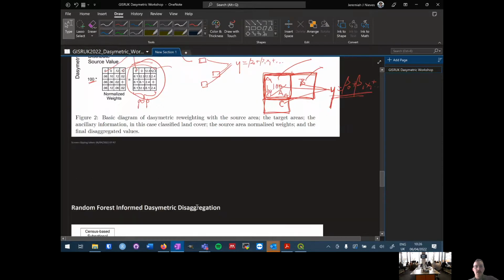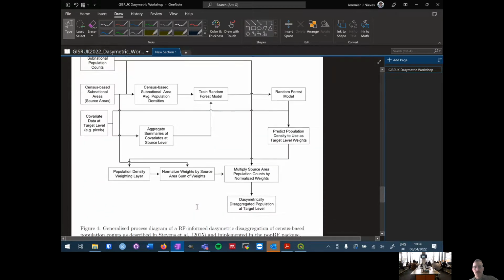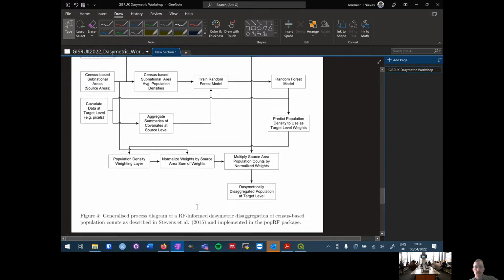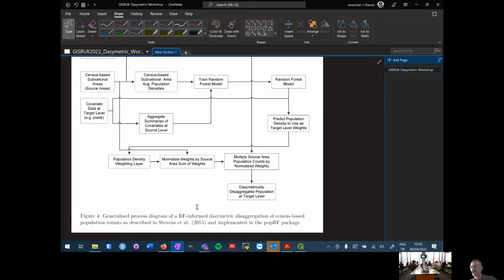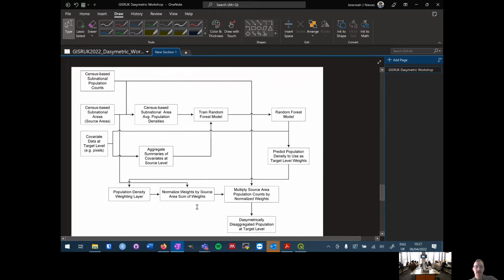So what if we are using a random forest for our weight determination? Well, first, how will we do that? The first person to really use a random forest for this was Forrest Stevens, a colleague of mine at the University of Louisville, with some other folks, Andrea Gahn and Catherine Leonard. Essentially, they took their census-based population counts and calculated their average population densities for each subnational area.